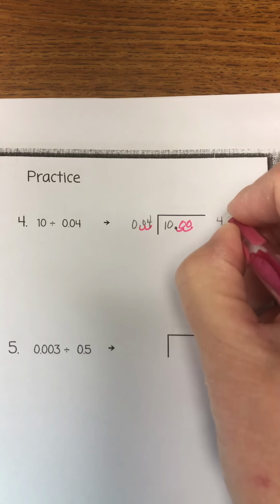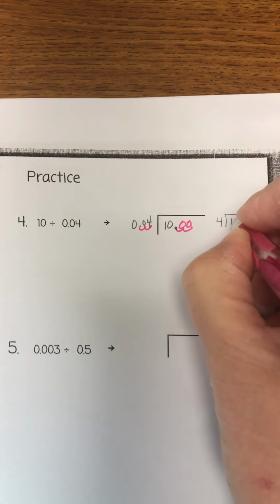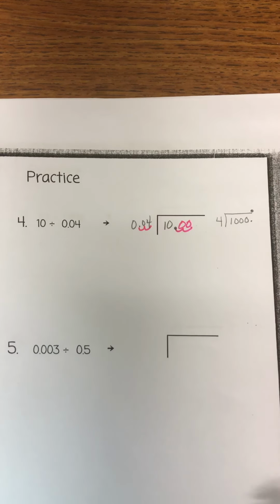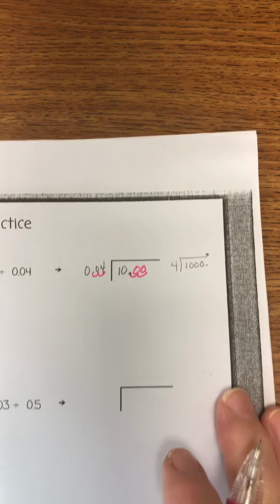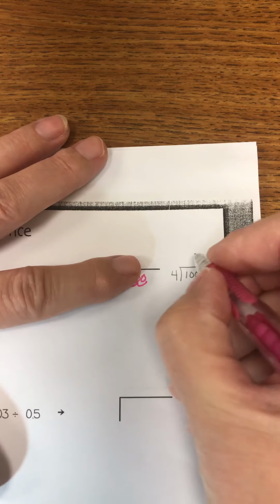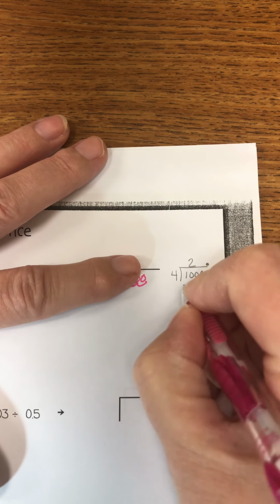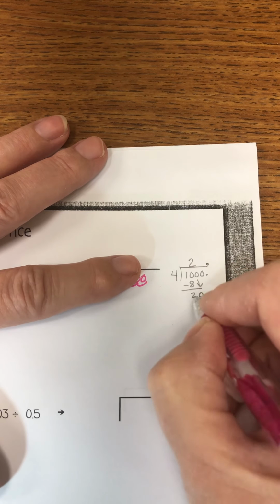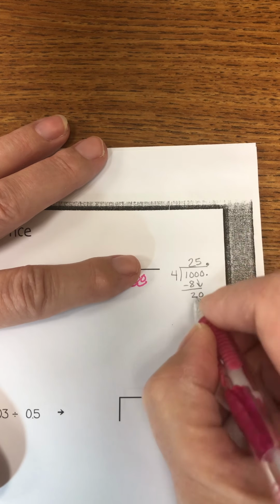So 4 going into 1,000. Now make sure your decimal goes up there. All right, let me move this here just a little bit. So 4 will go into 10 twice. That's 8. Bring down that 0. So 4 will go into 20 5 times.